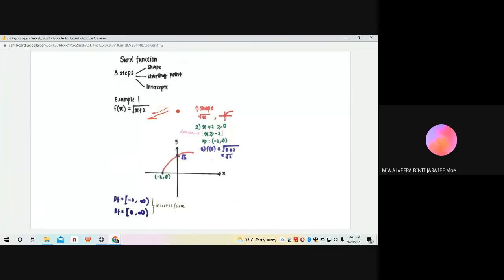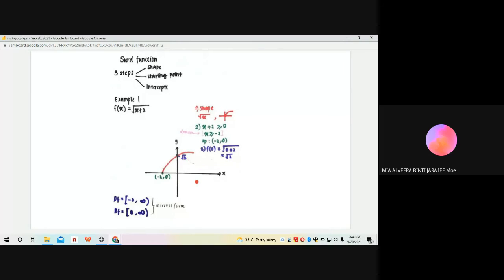And then you'll have to rearrange it. So x is more or equals to negative 2. So meaning the starting point is negative 2 and 0. So then you'll have to sketch the graph, and then you'll realize that there is a y-intercept. So to find the y-intercept, you'll have to substitute 0 inside the equation of f(x). So then once you substitute, you'll get square root of 2. And that will be your y-intercept.